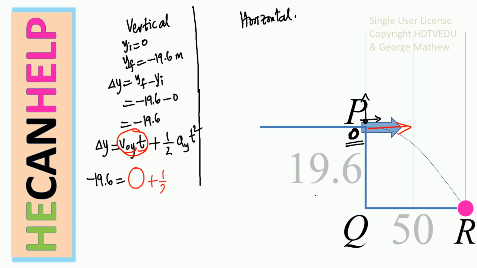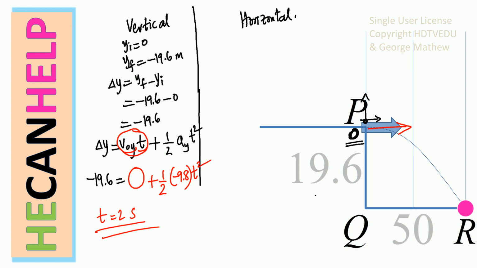And we have 1/2 acceleration due to gravity, acceleration along the vertical, negative 9.8, times t squared. When you solve for it, we get time is equal to 2 seconds.